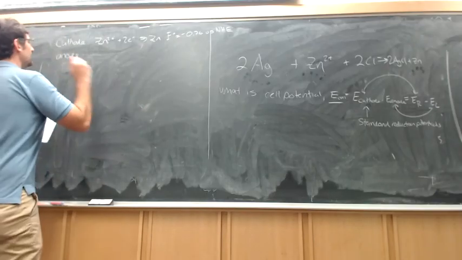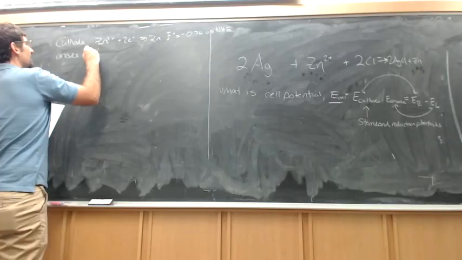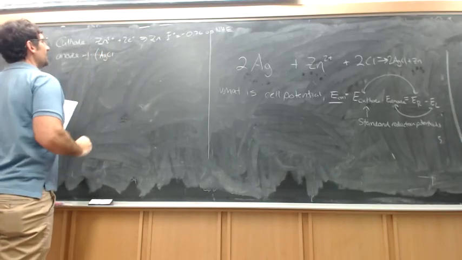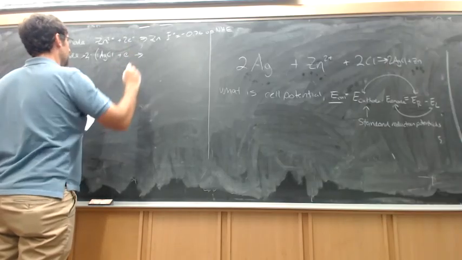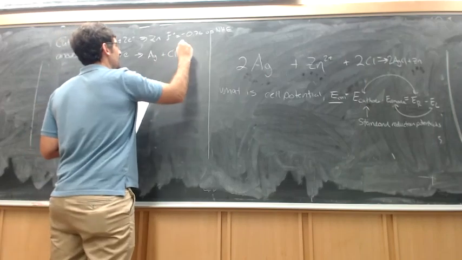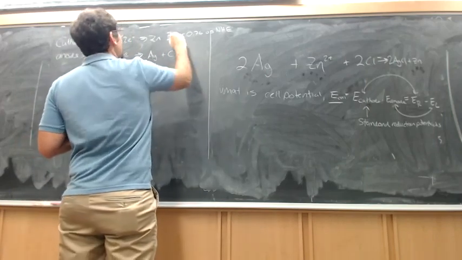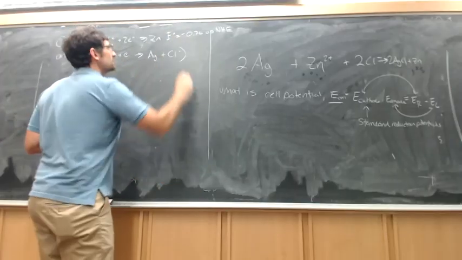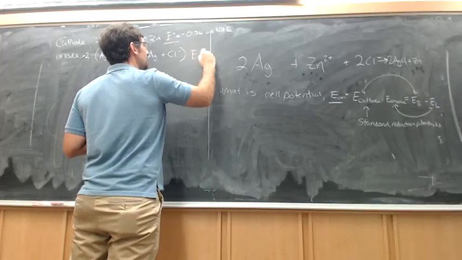And our anode reaction, what's our anode reaction? So let's write it as a reduction. We're going to multiply the reduction by negative 1: AgCl plus an electron goes to Ag plus Cl minus, right? And this is an E naught reduction potential. All I'm writing are reduction potentials. This is a reduction potential. This is a reduction potential too.